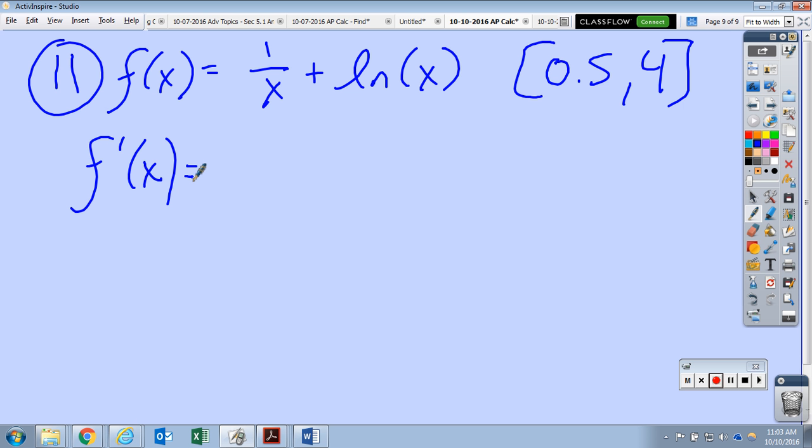So f prime of x would be equal to, if you imagine this is x to the negative 1, negative x to the negative 2, plus 1 over x, which is equal to negative 1 over x squared plus 1 over x.